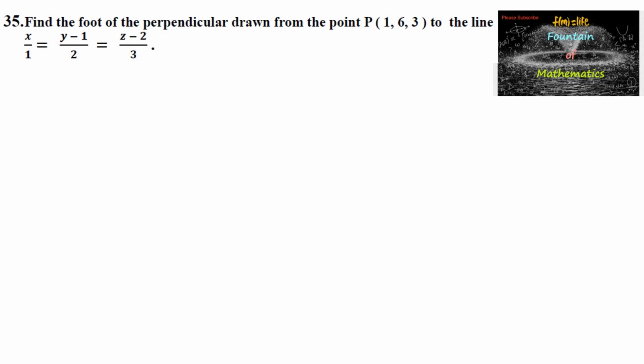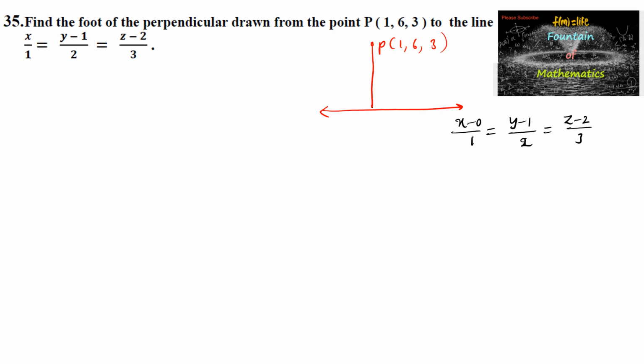Find the foot of the perpendicular drawn from the point 1, 6, 3 to the line x upon 1 is equal to y minus 1 upon 2 is equal to z minus 2 upon 3. So from the point, the foot of the perpendicular upon the line x minus 0 upon 1 is equal to y minus 1 upon 2 is equal to z minus 2 upon 3. Let us consider M be the foot of the perpendicular.